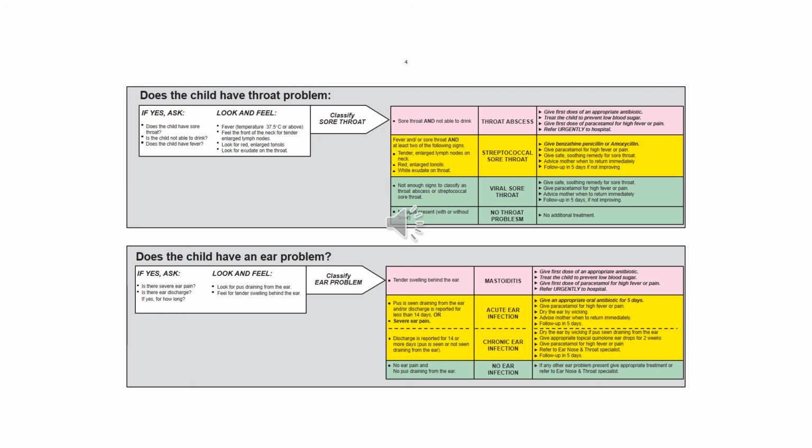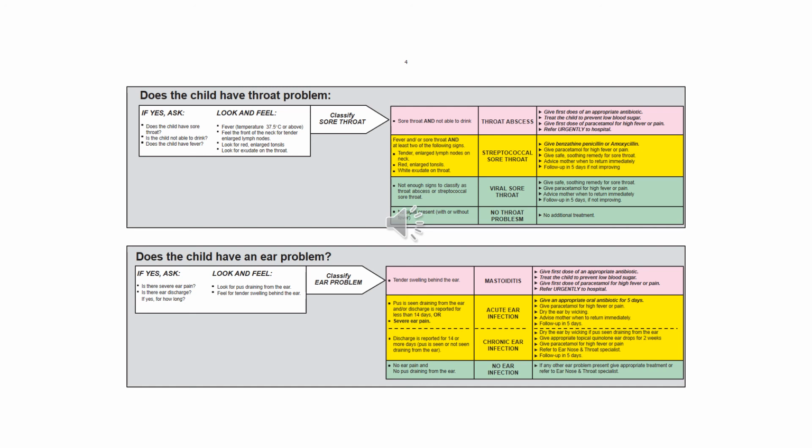Now, if the child has a sore throat and is unable to drink, and the tonsils are, as I told you, enlarged and red and exudated, this shows that there is some throat abscess, and you urgently need to treat it, as this falls into the pink section. You have to give an appropriate antibiotic before the child is referred to the hospital, and you have to give some analgesic to relieve the fever and the pain.